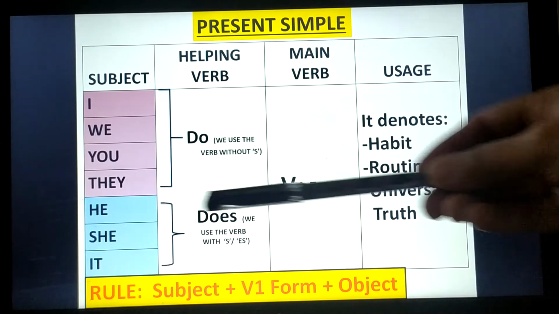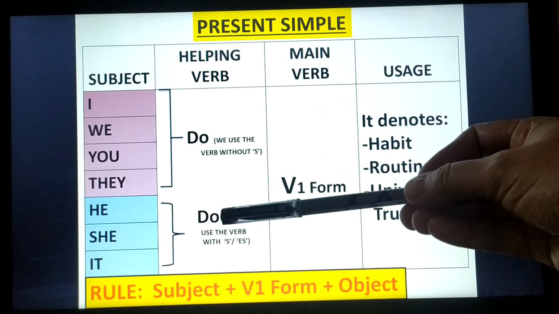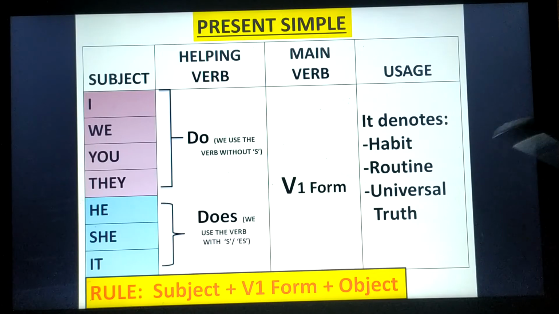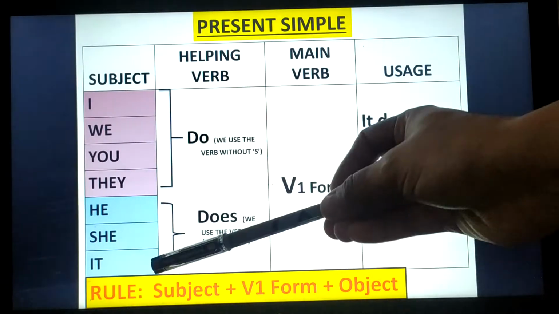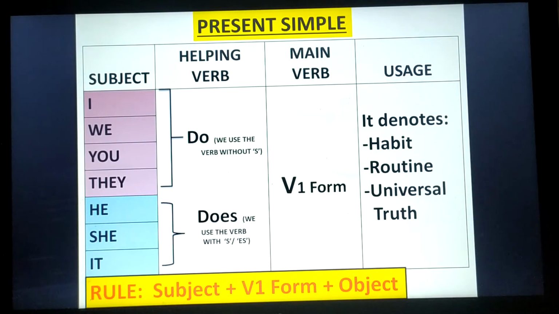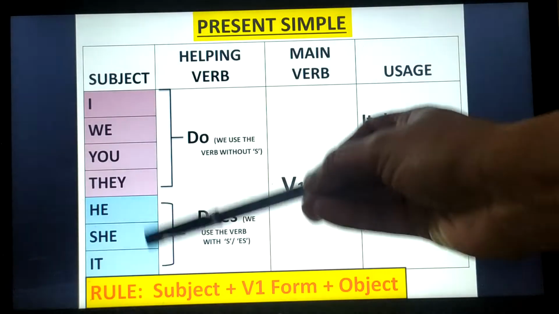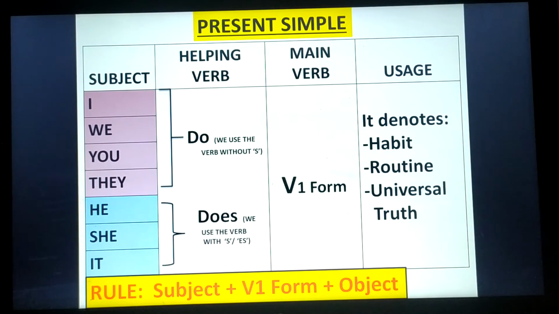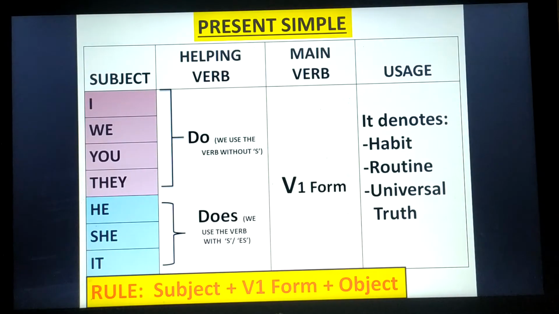But with subject he, she, it, we use helping verb does. In case of a singular subject, we use does. It can be the name of any person, the name of any place, or the name of anything when we are talking about the subject. But that should be singular, then in that case we will use does. And here we use the verb with s or es, like he goes, she goes, it does, right?